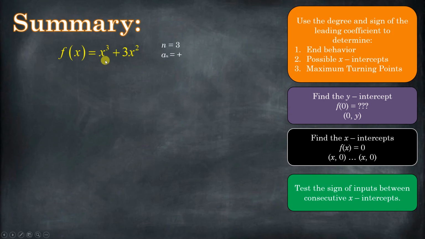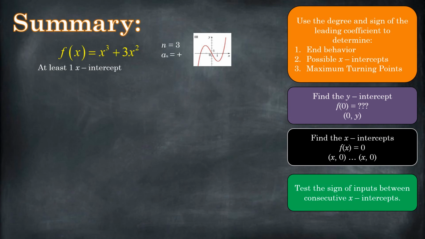Let's say we had this one right here, x cubed plus 3x squared. Well, the degree is 3, and the leading coefficient is positive. So that means it's going to go down left and up right. And there is going to be at least one x-intercept, because if the degree is odd, there's always one x-intercept at least. It could be up to 3 x-intercepts, though. The maximum number of turning points is going to be 2.